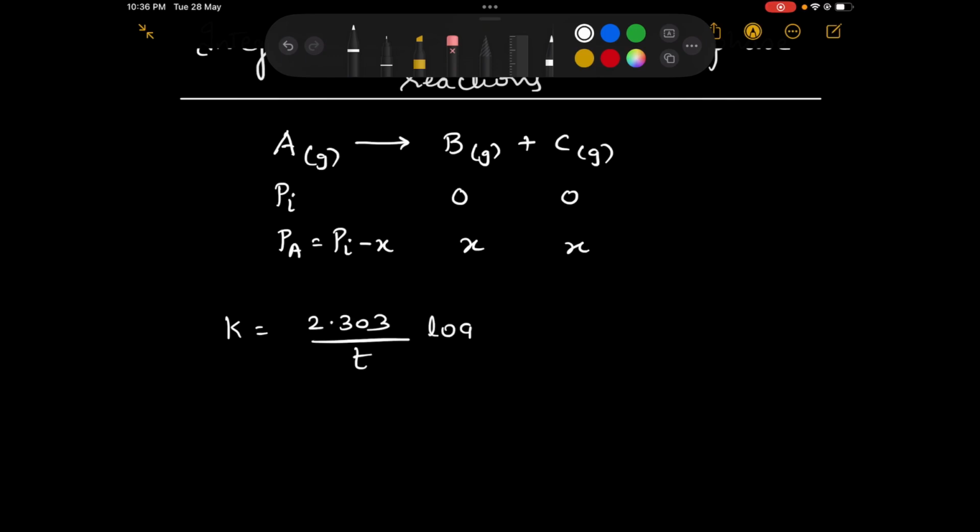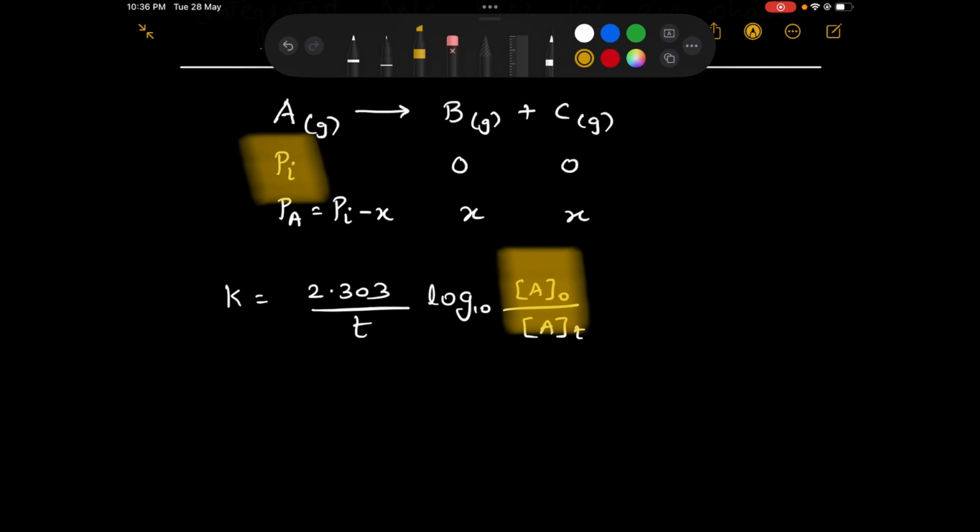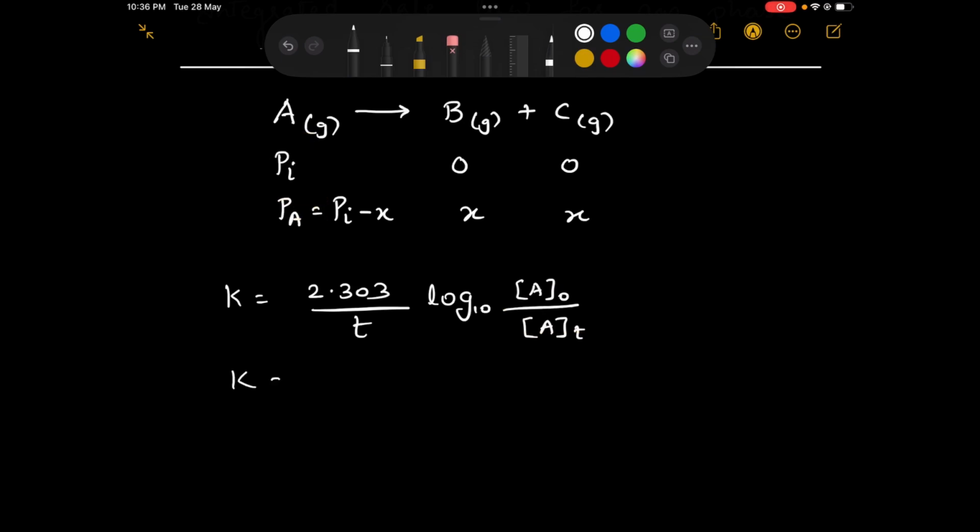Now the formula for integrated rate law for first order is K equals 2.303 upon t log to the base 10 concentration of A at 0 upon concentration of A at t. Now, if we compare this with the gas phase reaction, concentration of A at 0 is nothing but Pi and concentration of A at t is nothing but Pa. That means we can write the formula as K equals 2.303 upon t log to the base 10 Pi upon Pa.